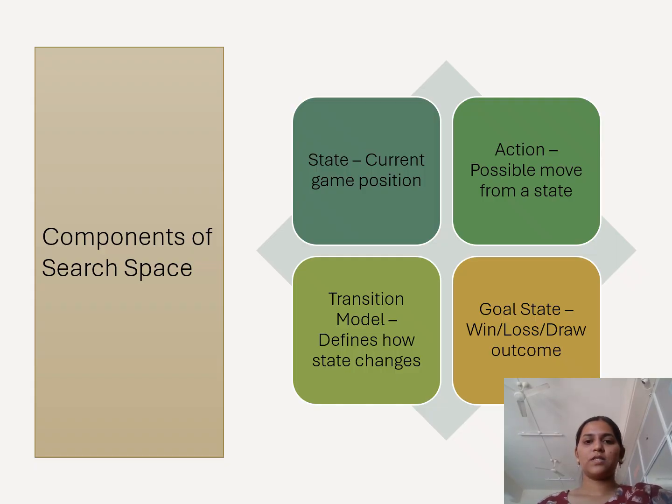Components of search space. Four main components: state, action, transition model, and goal. State means the current game position. Action means a possible move from one state. The transition model defines how the state changes. Goal state: win, lose, or draw.